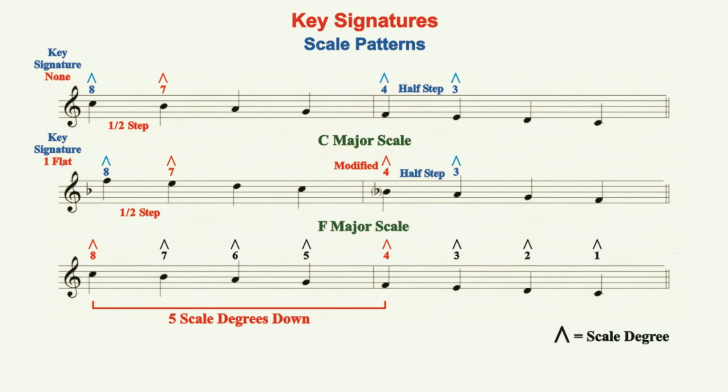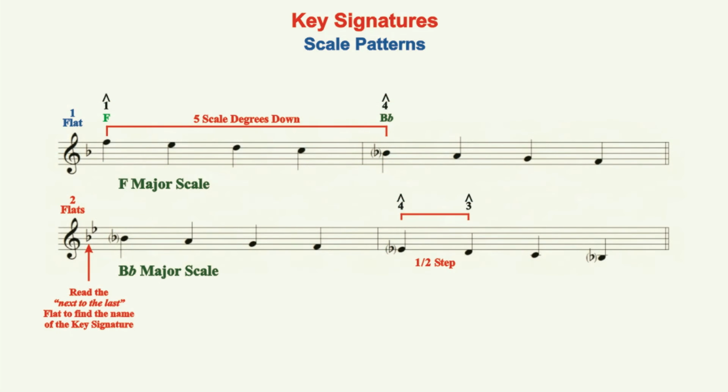However, in those same keys, the half step that normally occurs between scale degrees 3 and 4 does not occur naturally, and scale degree 4 must be modified in order to create the half step. Beginning now with the F major scale, we move downward by 5 notes to scale degree 4, which is a B flat. Constructing a B flat major scale, we must lower its scale degree 4 from E natural to E flat to create the required half step.